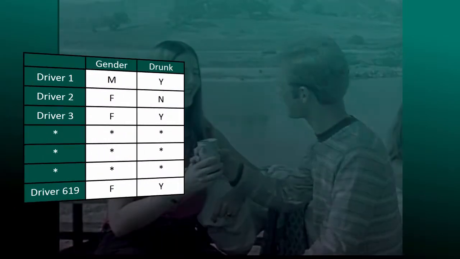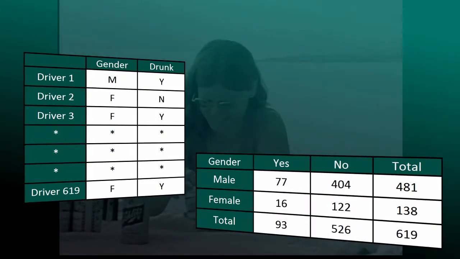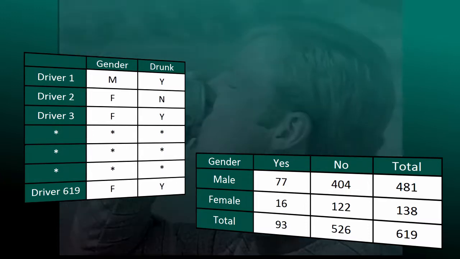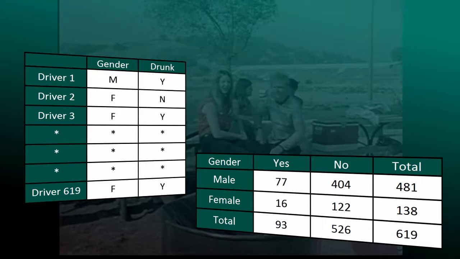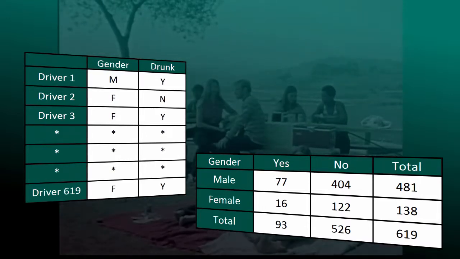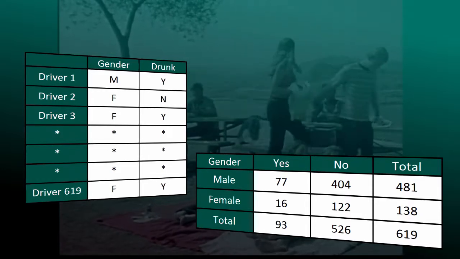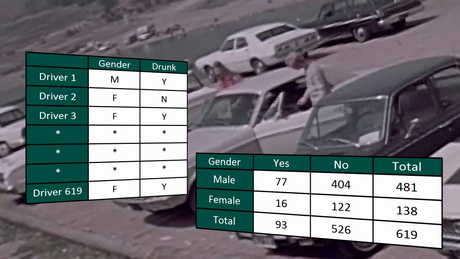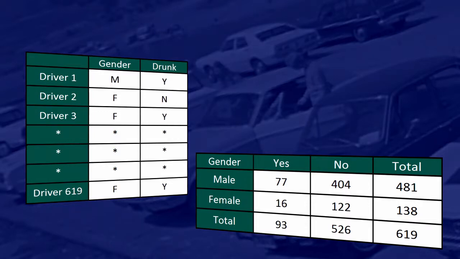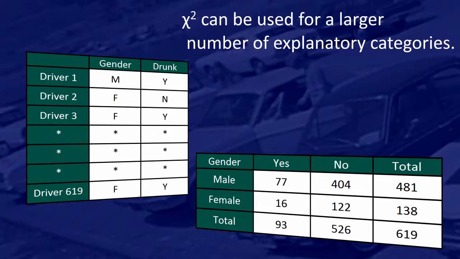On the left, you can see what the collected data look like, and on the right is a two-way table summarizing the observed counts in the roadside survey. Our task is to address whether these results provide evidence of a significant or statistically meaningful relationship between gender and drunk driving. Both variables are two-valued categorical variables, and therefore our two-way table of observed counts is a 2x2. The chi-square procedure is not limited to 2x2 situations. It can also be used for a larger number of explanatory categories.